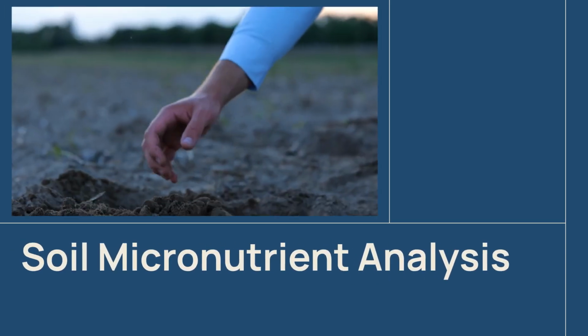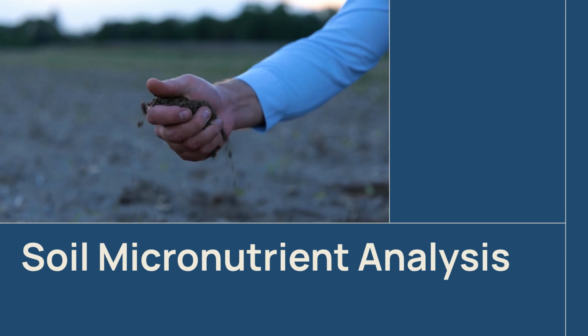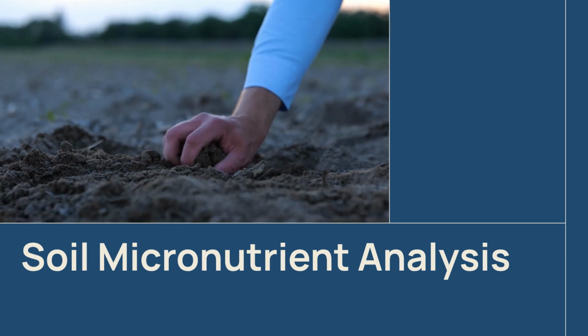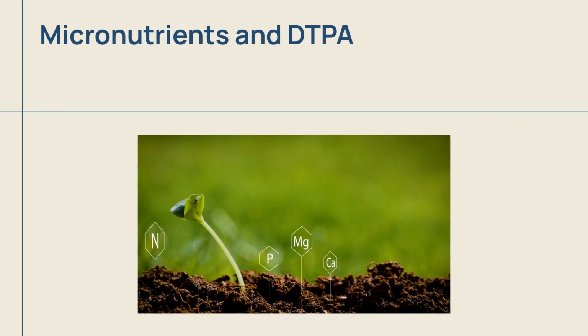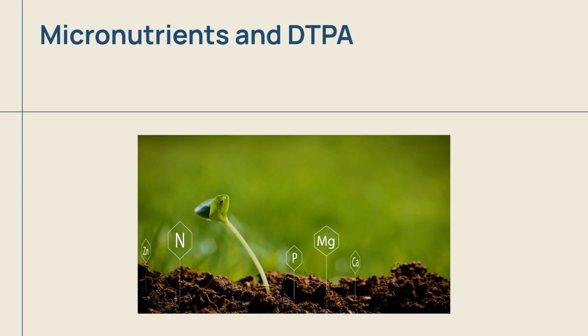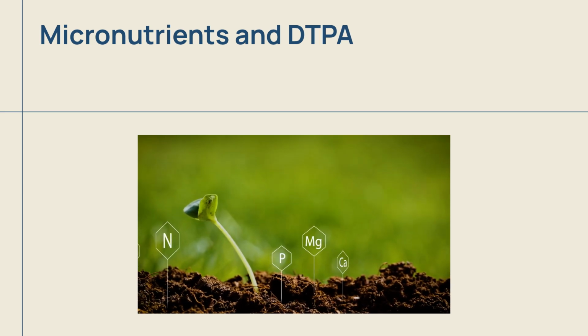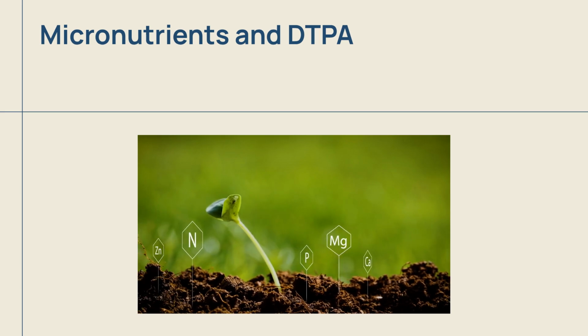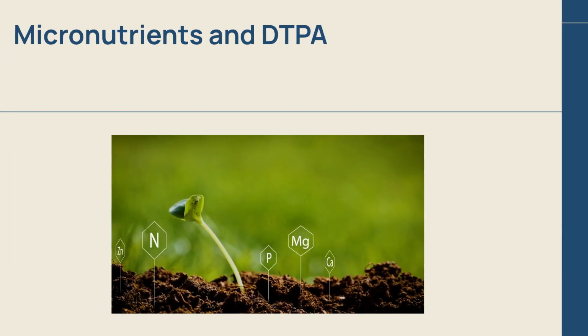Welcome to this guide on the determination of available micronutrients in soil, specifically focusing on the DTPA method using Atomic Absorption Spectroscopy, or AAS. Understanding the availability of essential micronutrients like iron, manganese, zinc, and copper in soil is vital for crop health. We use Diethylenetriaminepentaacetic acid, or DTPA, as a chelating agent for this analysis.